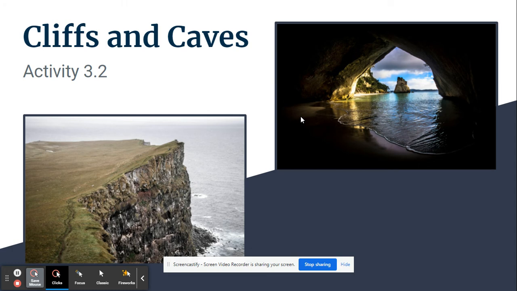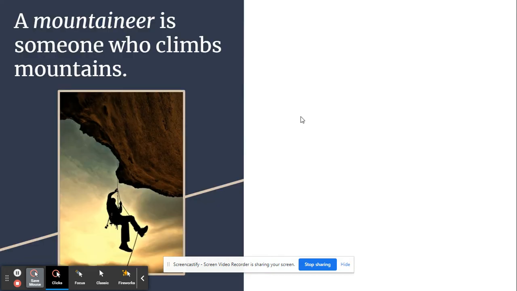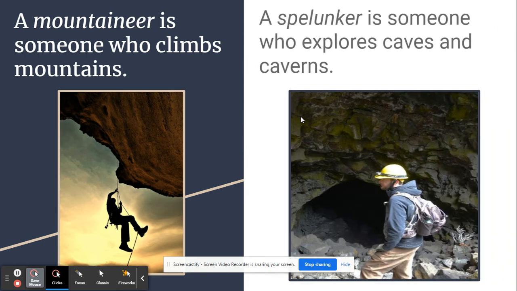Just something, a quick little piece of information. A mountaineer is someone who climbs mountains. And a spelunker is someone who explores caves and caverns. So there's going to be some word problems that use the terms mountaineer and spelunker. So just know mountaineers are people that climb mountains, and spelunkers are people that explore caves.